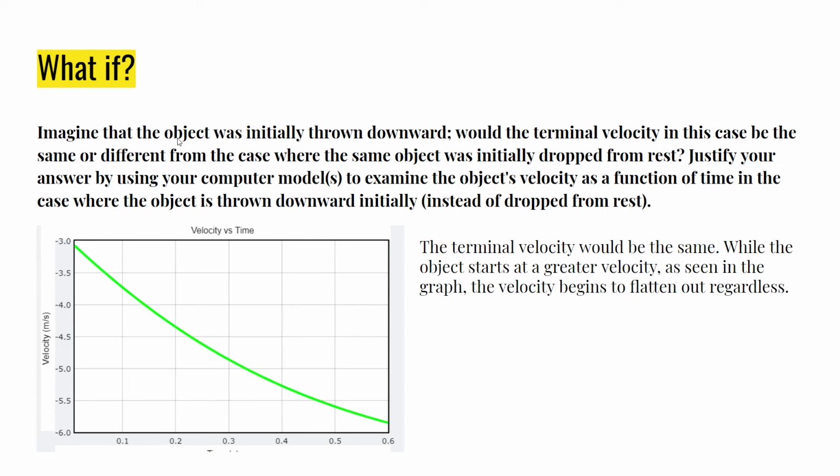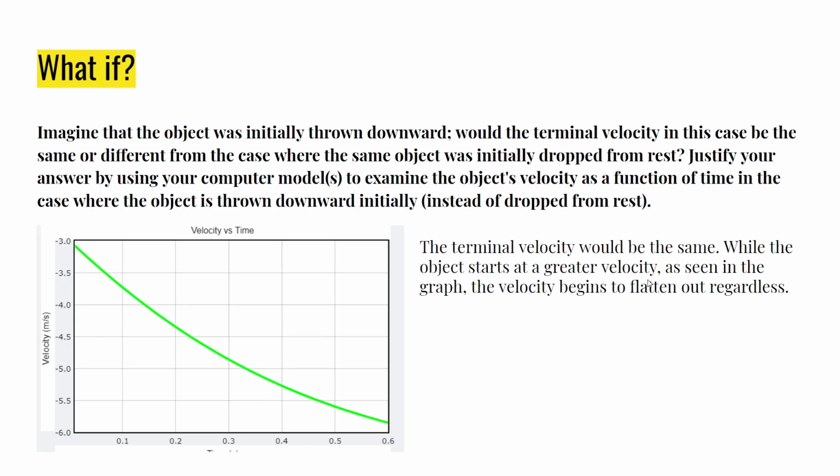For the what if, imagine that the object was initially thrown downward. Would the terminal velocity in this case be the same or different from the case where the same object was initially dropped from rest? Well, the terminal velocity would be the same. Plugging in an initial velocity that's not zero into the model, as you can see, the velocity versus time graph still ends up flattening out. Just the object starts at a greater velocity.